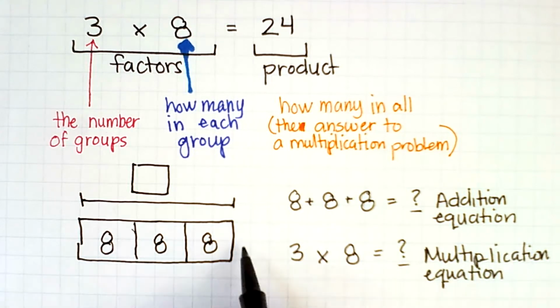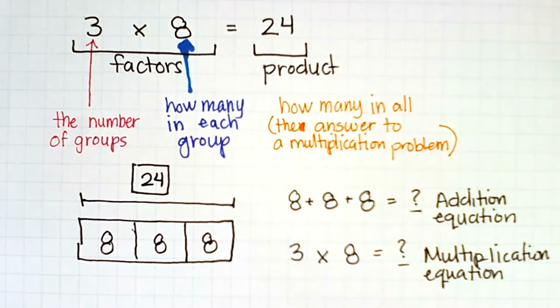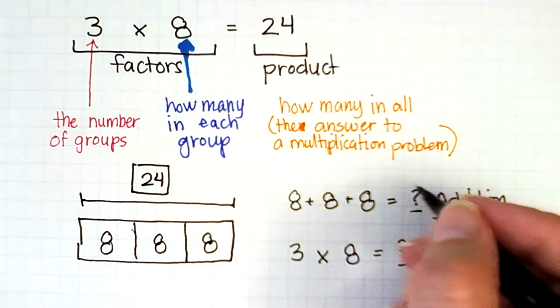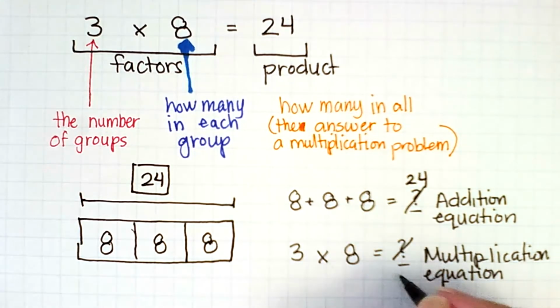Now, 8 plus 8 plus 8 can give us 24, or 3 times 8, which means we're counting 8 3 times. 3 times we're going to count or add the number 8, also gives us 24. So our sum for 8 plus 8 plus 8 is 24. Our product for 3 times 8 is the same thing. It's also 24.